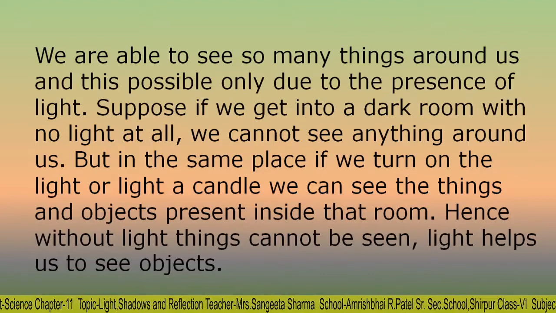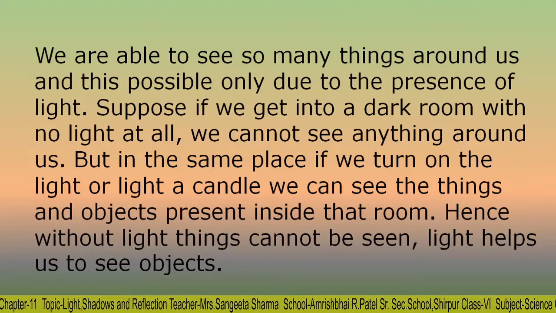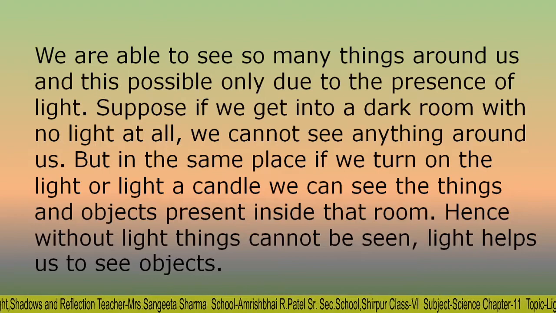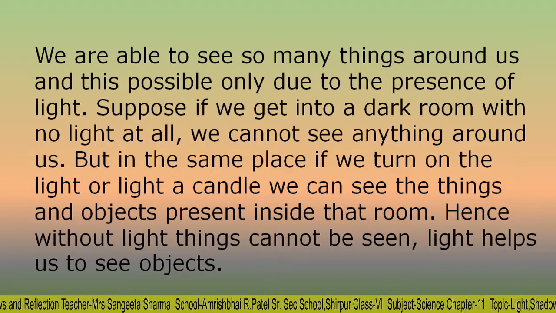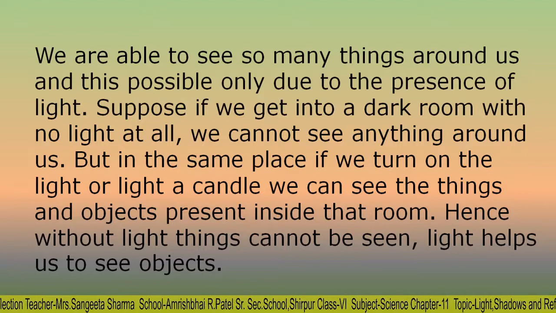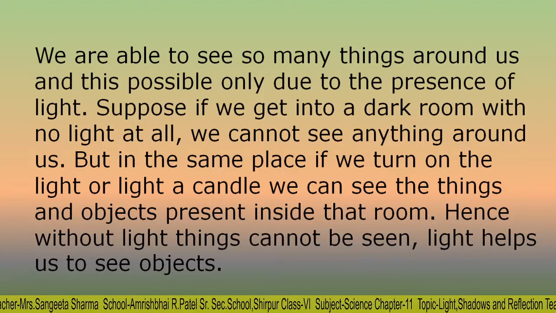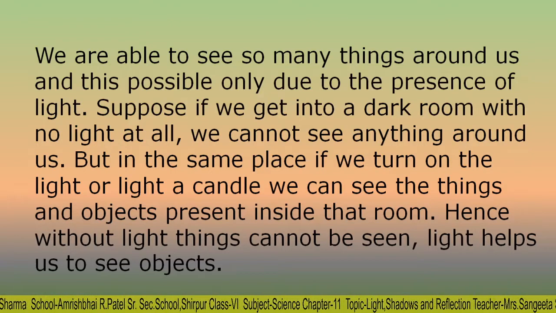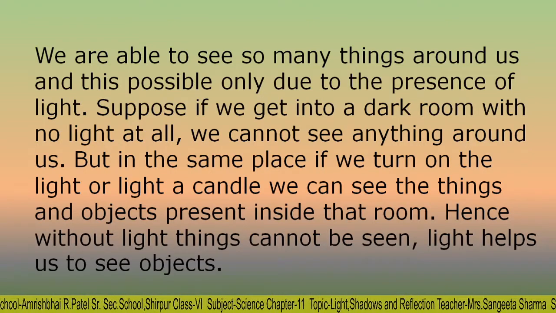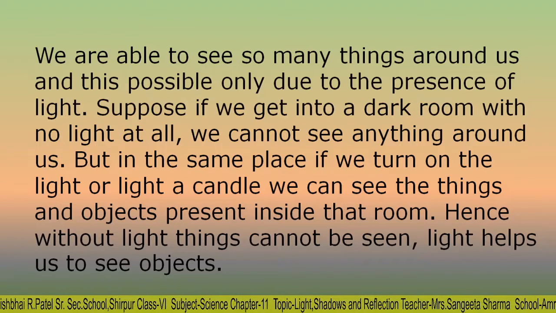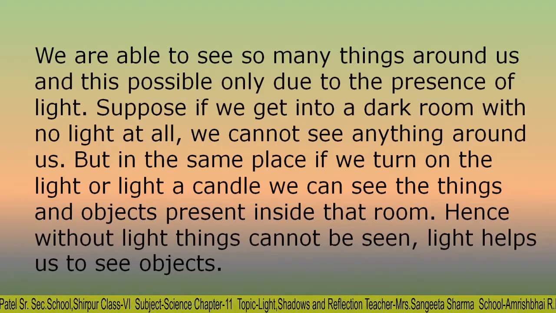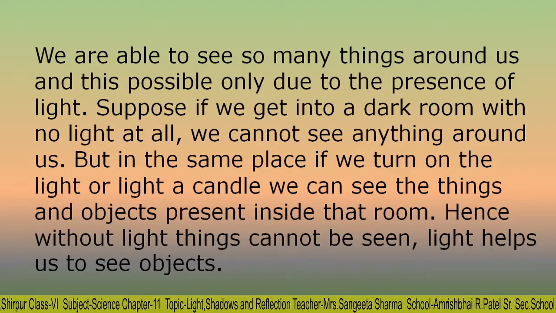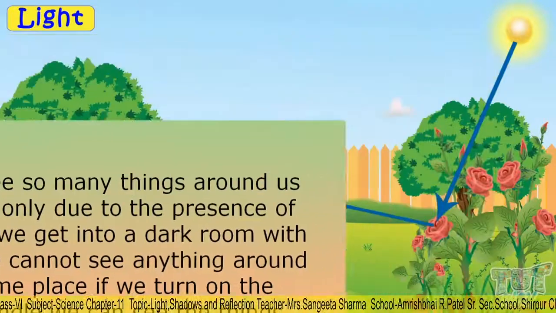What is light? We are able to see so many things around us, and this is possible only due to the presence of light. Suppose we get into a dark room with no light at all, we cannot see anything around us. But in the same place, if we turn on the light or light a candle, we can see the things and objects present inside that room. Hence, without light, things cannot be seen. Light helps us to see objects.